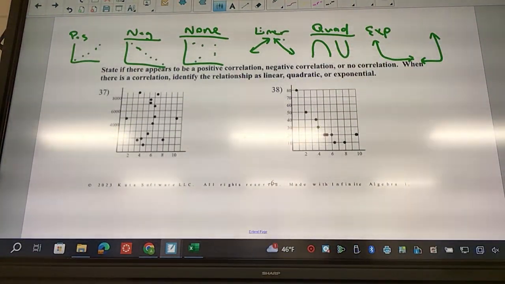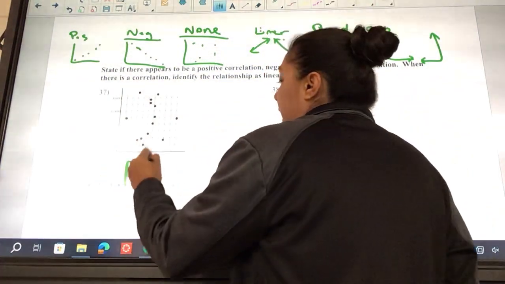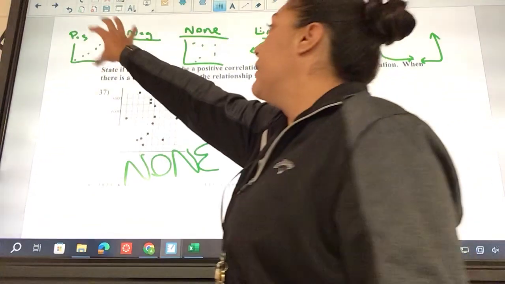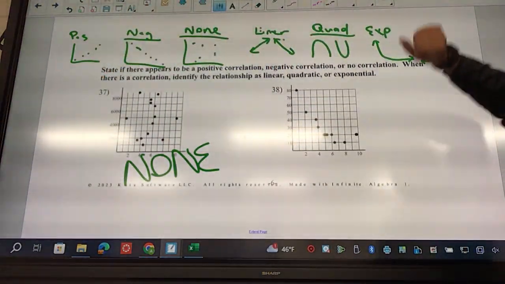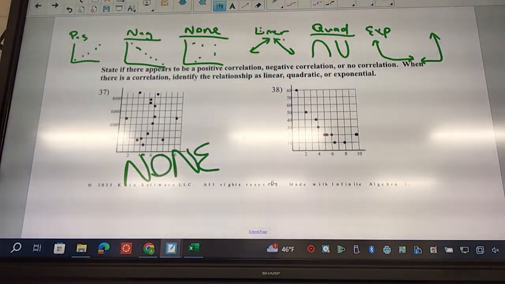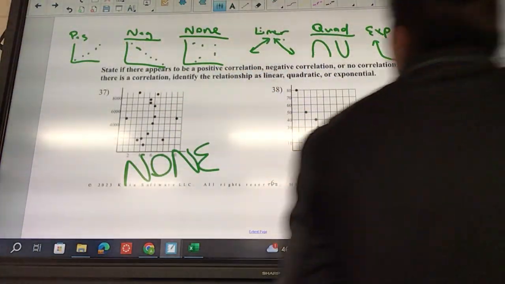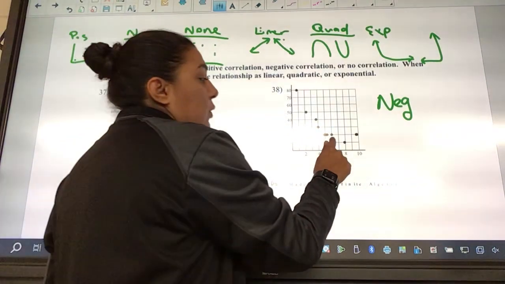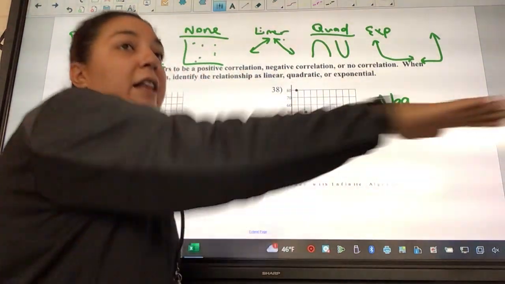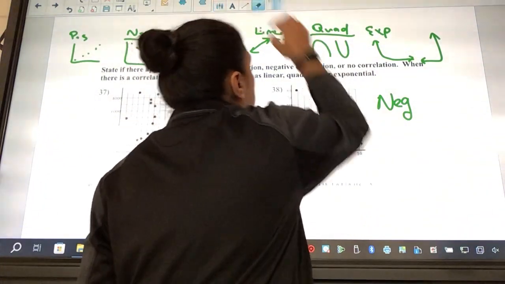So if we look at number 1, is that positive, negative, or none? None. If it is none, you're not going to pick any of these. If it's positive or negative, you should have a positive or negative and then one of these. Number 38, is that positive or negative? Negative. And then what kind of shape is it making? Quad. It is making a quad. So if it was exponential, you have this dot, another dot, and another dot, and they would be flat lining out. It's quadratic because it goes from here to here, and then you can see that it starts to go back up. So that one's going to be a quadratic.